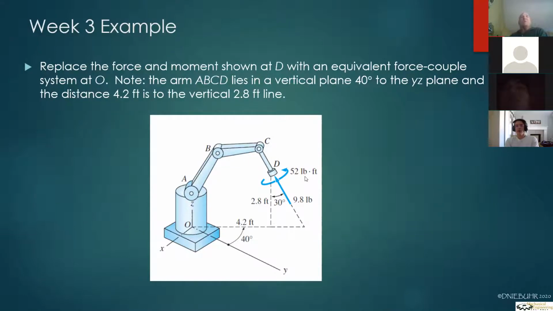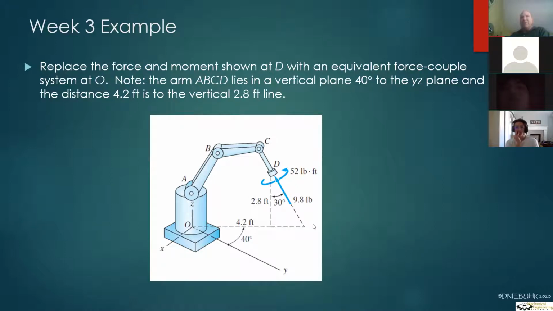This was the problem that I was talking about. I'm not going to go through it for the sake of time. It's in the other lecture. But this is just a simple force couple system. It's just a little more complicated because you take your 9.8 pound force, convert it to a vector, and then cross it with O relative to D. That's probably the easiest r vector.